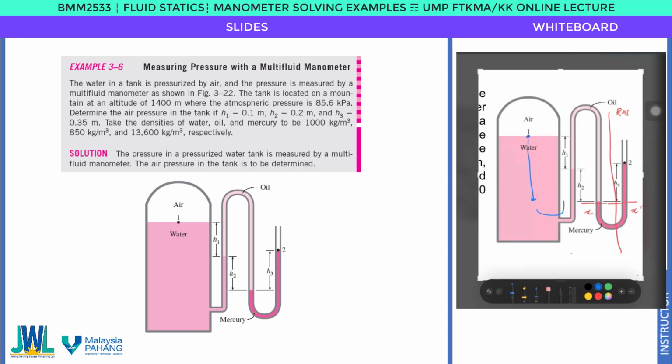Then we need to move up. Then we need to move down until I reach my point X. So when I'm going to go down, it will be positive. When I'm going to go up, it will be negative. And then when I'm going to go down again, it will be positive. This is point number one, pressure direction.